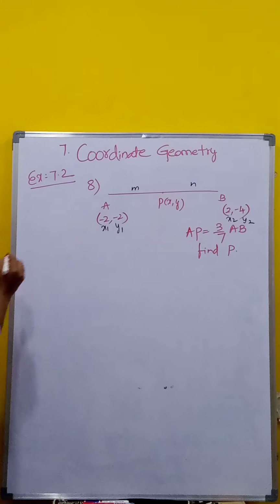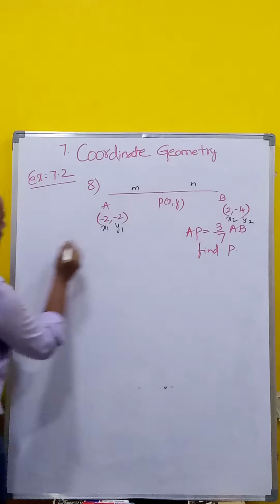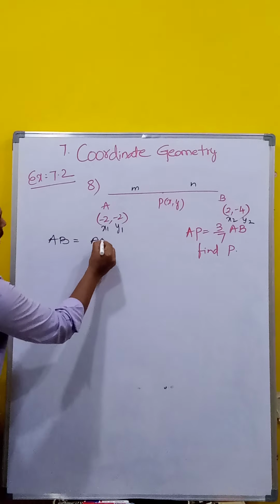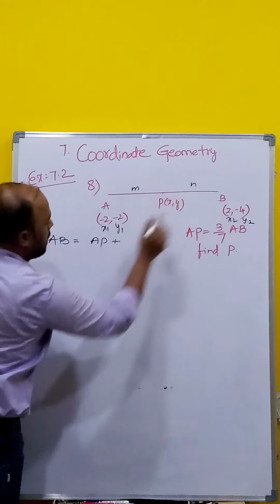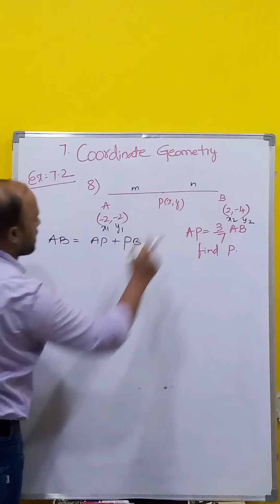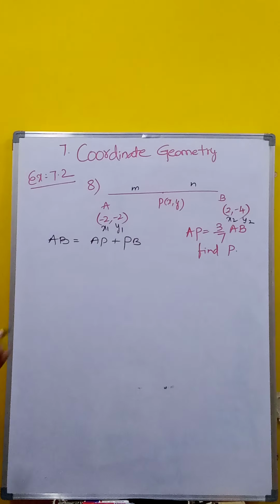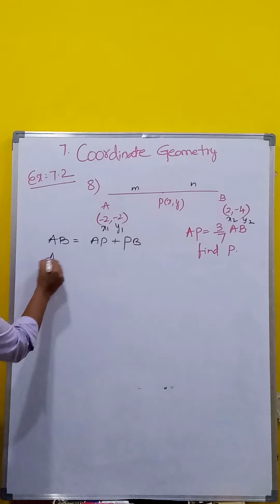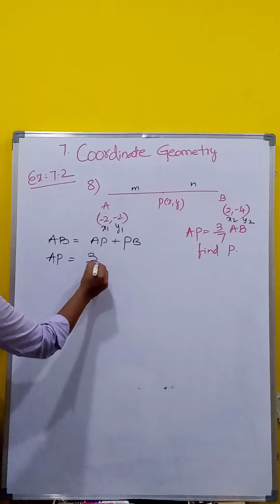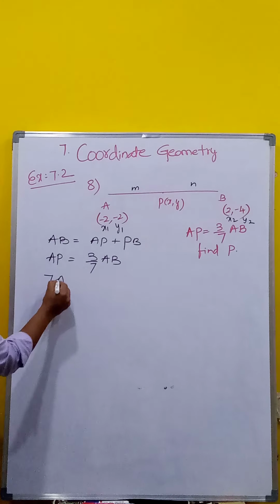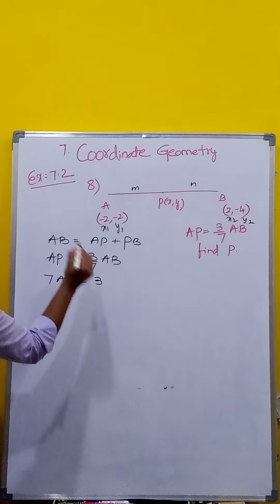Okay, write it. According to this condition, we know AB is equal to AP plus PB. That is the given condition clearly. Now apply the condition. AP is equal to 3 by 7 of AB. Cross multiply: 7 AP is equal to 3 into AB.